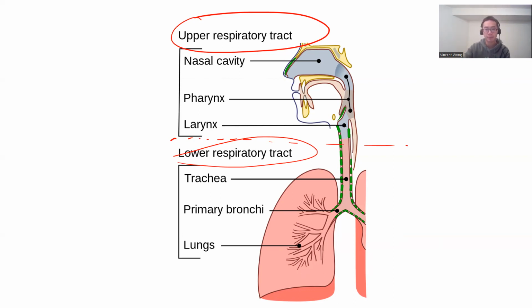What about asthma? Asthma is not an infection per se, but as you will see, asthma affects some of the things inside the lungs called the bronchioles. We're gonna get to it, I promise. Okay.